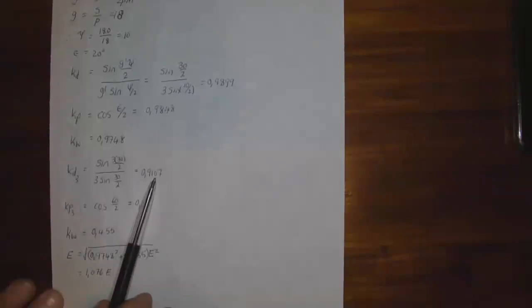And then if we calculate KD, we get 0.9899. And KP is cos of epsilon divided by 2. That is cos of 10, that gives us 0.9848. The winding factor is the product of the 2. And then KD, for the third harmonic, it is N times G dash, no? So that gives us 0.9107.